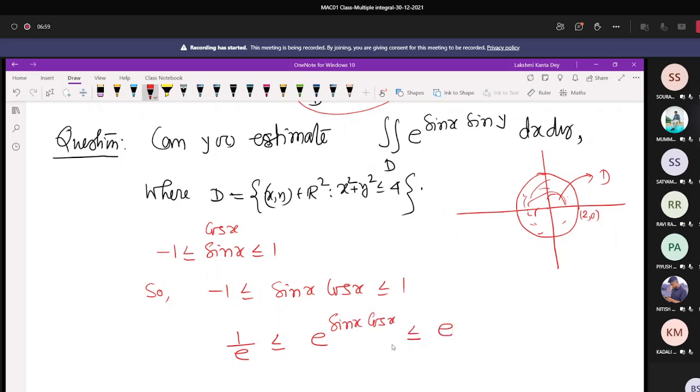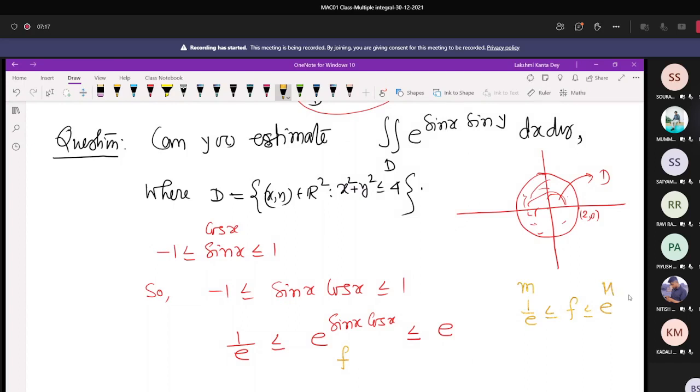Because sine x cosine x, so we can have this. This is basically your f. This particular thing is your f, right? So we can have 1 by e less or equal to f less or equal to e. This is your small m. This is your capital M, right?